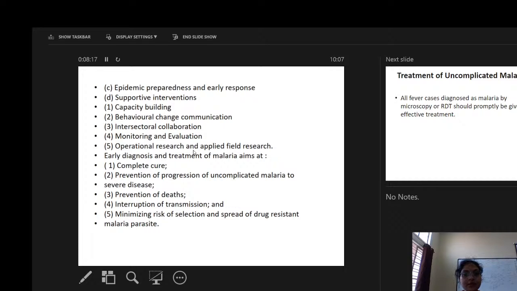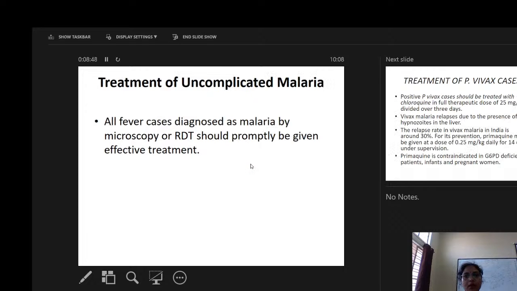Next is operational research and applied field research. As you all know, we have to keep on doing some research so that we understand the problems in that area. Next, early diagnosis and treatment of malaria aims at complete cure, prevention of progression of uncomplicated malaria to severe disease, prevention of deaths, interruption of transmission, and minimizing the risk of selection and spread of drug-resistant malaria parasites. All these you can write on your own.